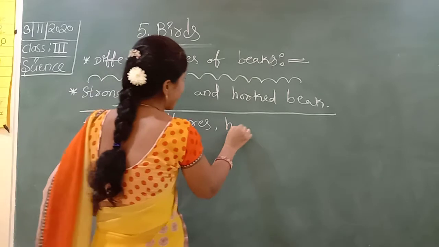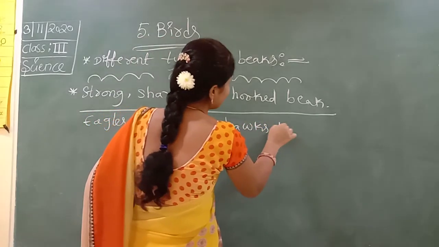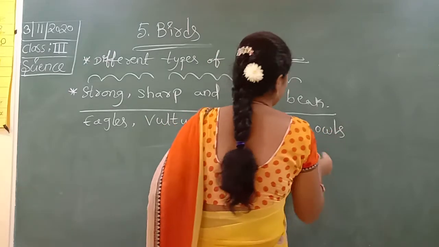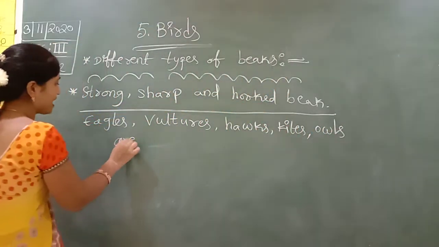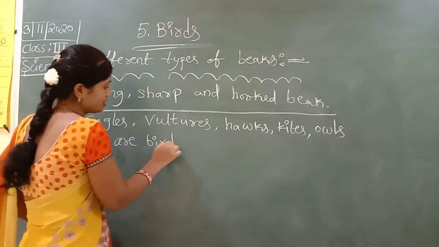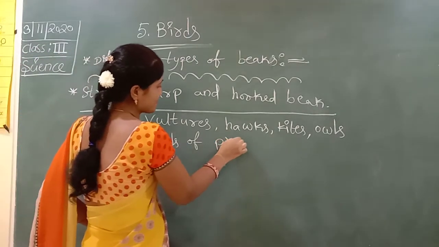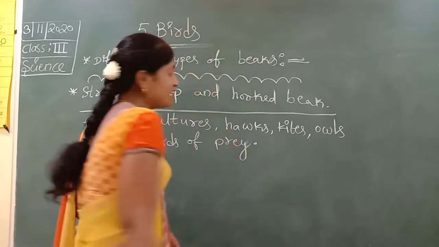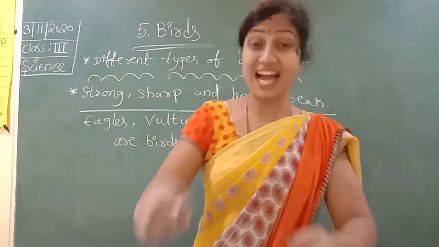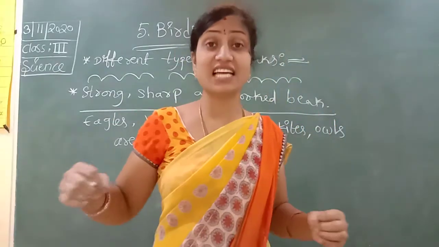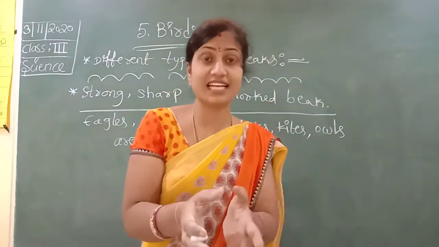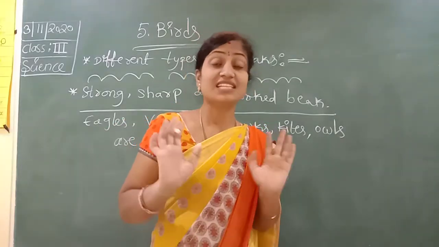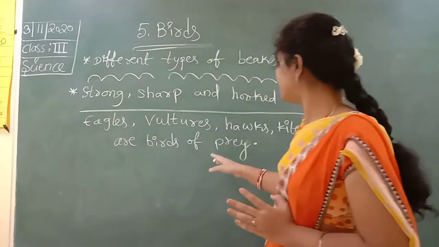Vultures, hawks, kites, owls, or birds of prey. These birds have to hunt, and afterwards they have to tear that animal and eat that food. These types of animals are called birds of prey.